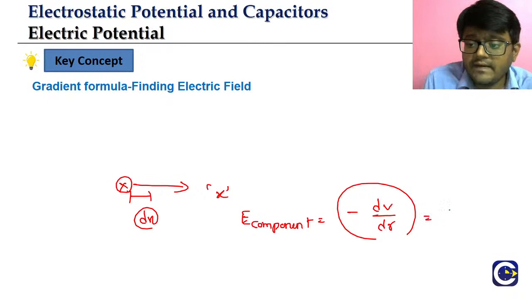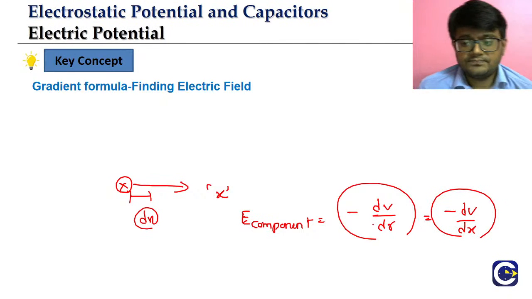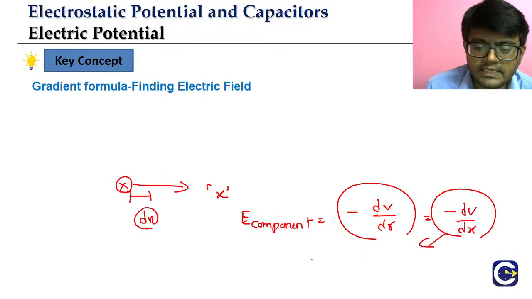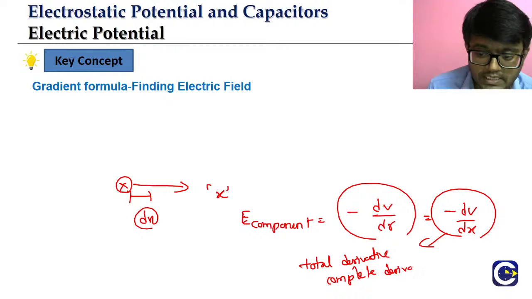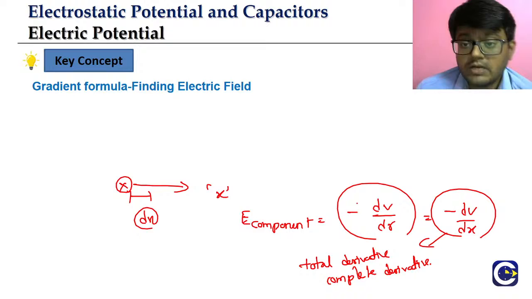But here, when we use dV by dx, normally in mathematics it is a derivative function. But when we use this notation dV by dx, it is actually called a total derivative or complete derivative. What do we mean by total derivative or complete derivative?